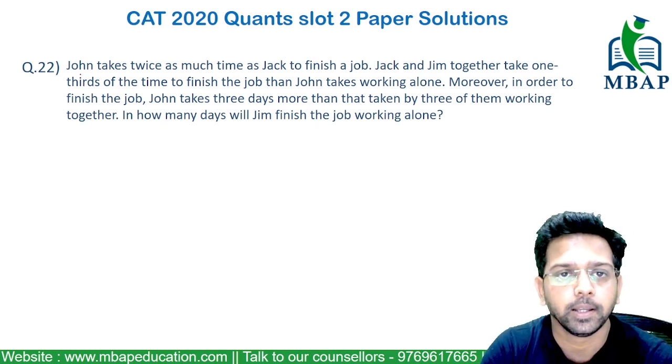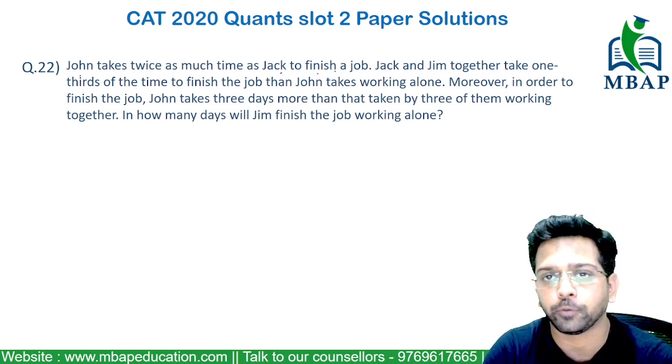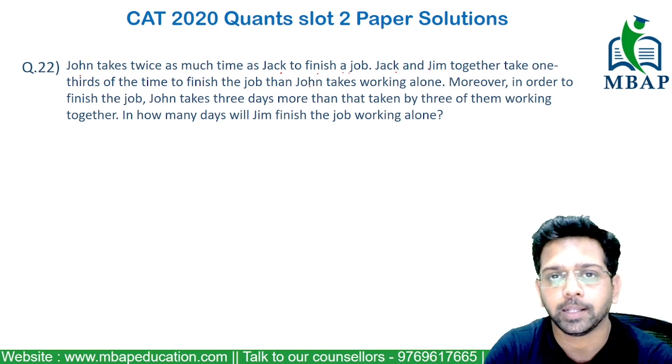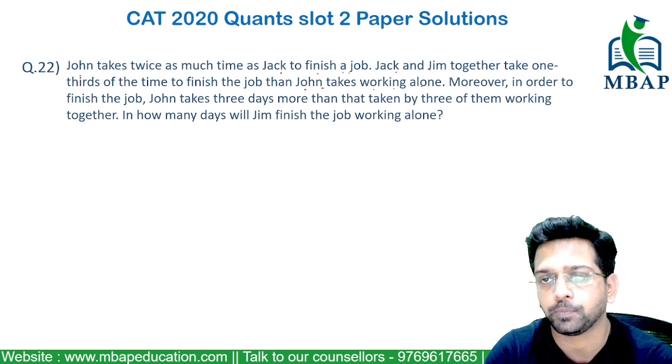Read the question well. John takes twice as much time as Jack to finish the job. Jack and Jim together take 1/3 of the time that John takes working alone to finish the job. So there are 3 guys, John, Jack and Jim.